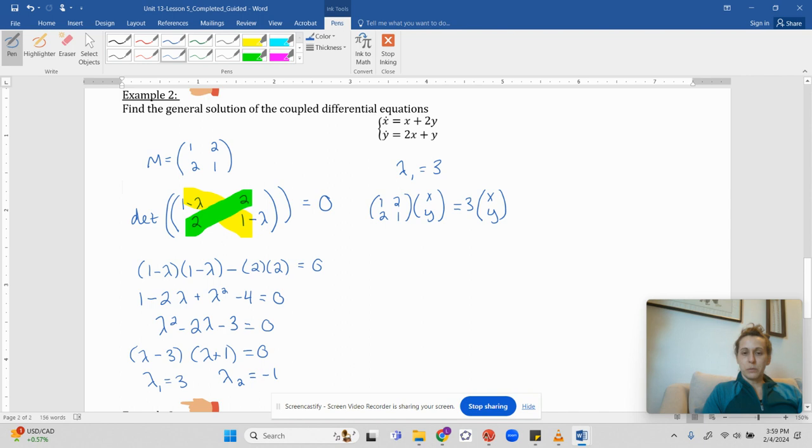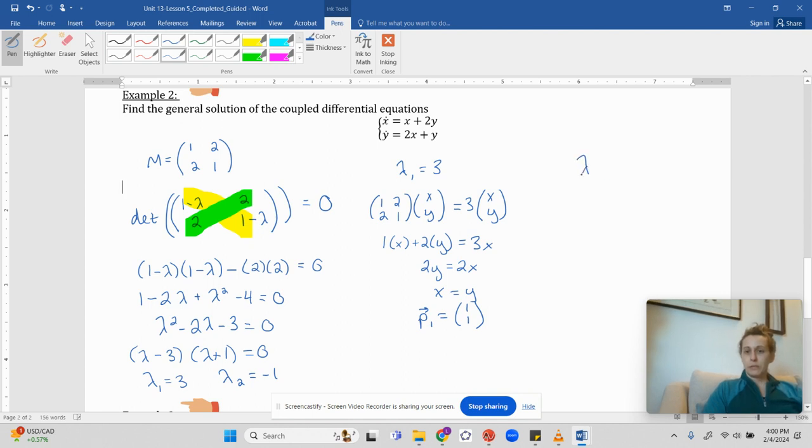1, 2. So we're going to multiply row times column. So I have 1 times x plus 2 times y equals the top row here, 3x. I just choose the top row first because it's easiest to work with. You could also do the same idea with the bottom row, the 2, 1 on the bottom. So that's x plus 2y equals 3x. If I subtract x from both sides, I get 2y equals 2x and x equals y. So an eigenvector is any eigenvector where x is equal to y. The easiest one would be 1, 1 there.